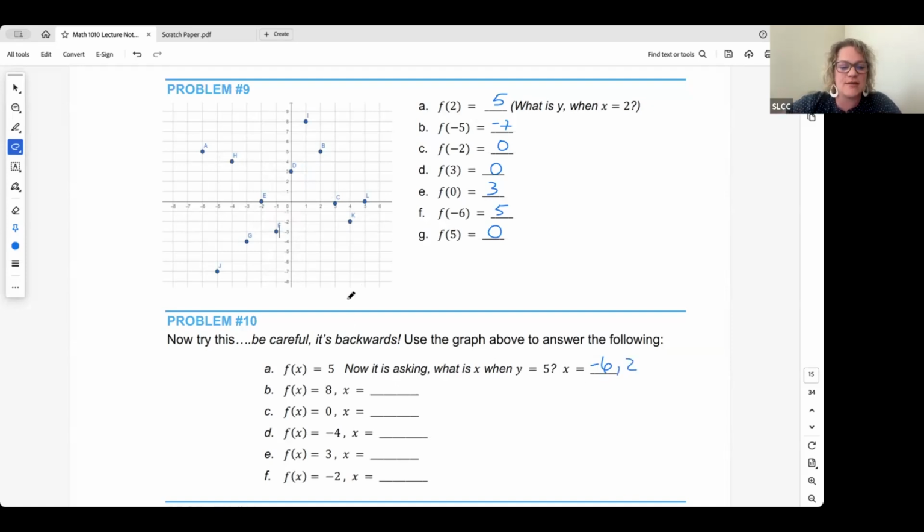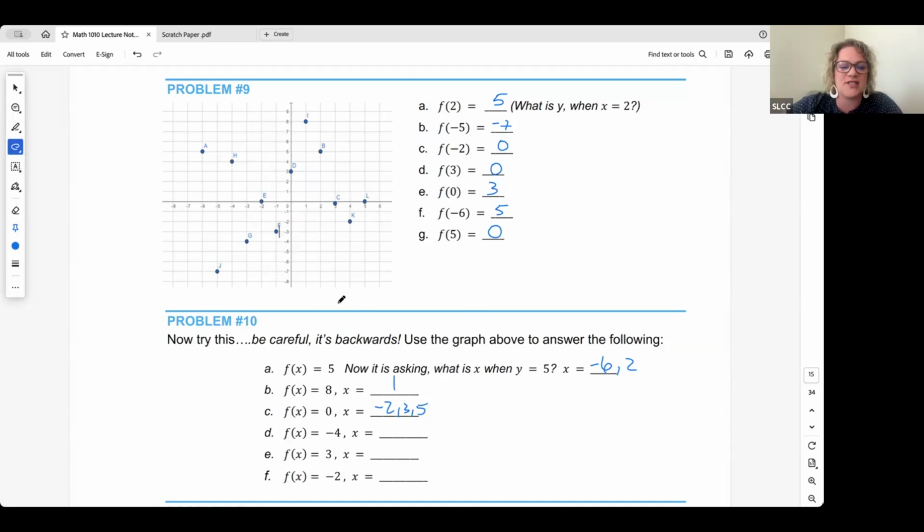Then I look at 8. On the y, when the output is 8, what's the input? 1. When the output is 0, what's the input? So I have 3 inputs here, a -2, a 3, and a 5.